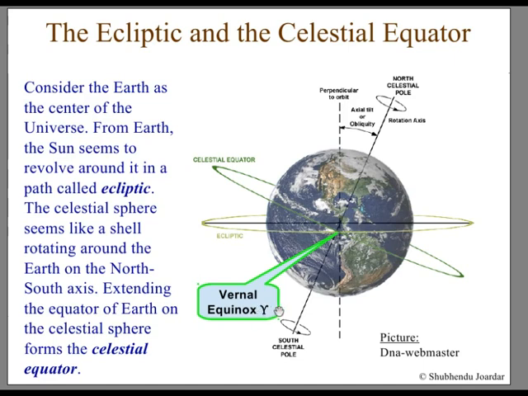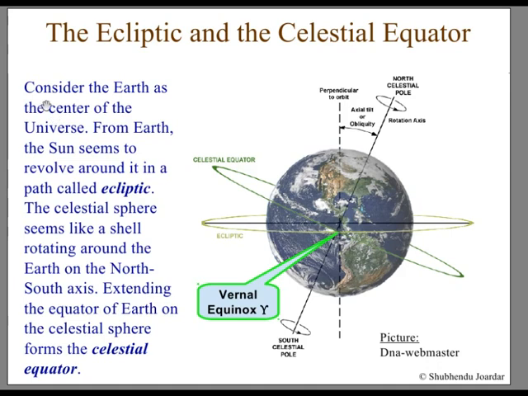This is called Aries. This is an astrological sign. So this is the starting point of that. And from an astrological point of view, in Western astrology, they use that as the starting point of Aries.